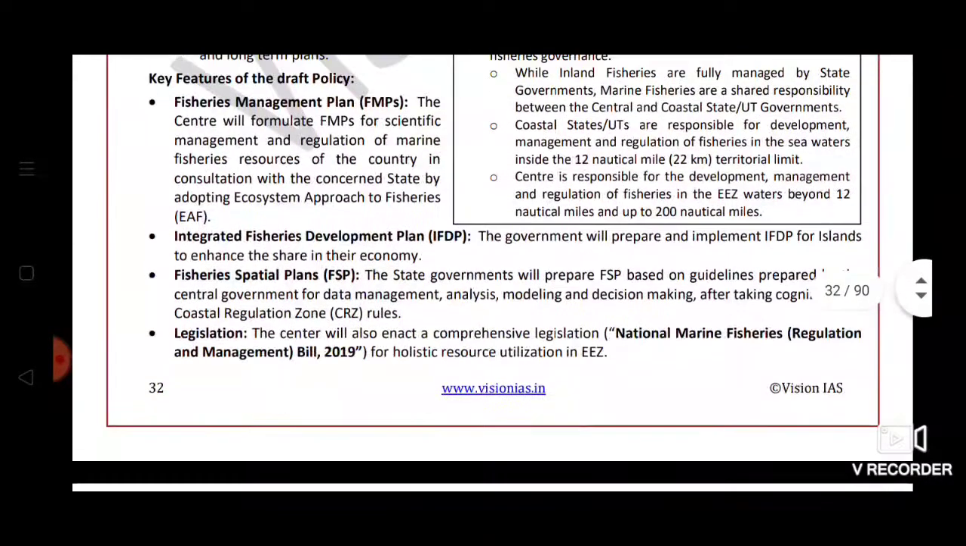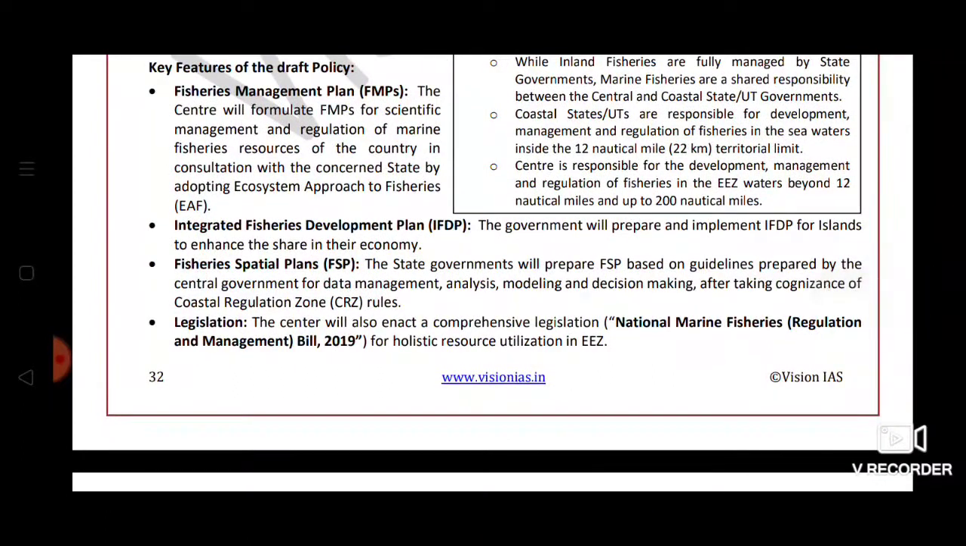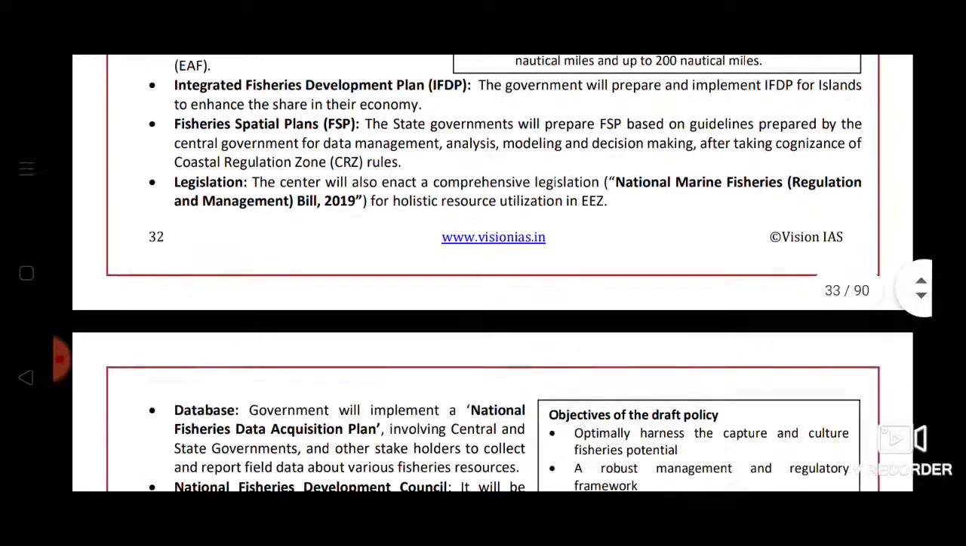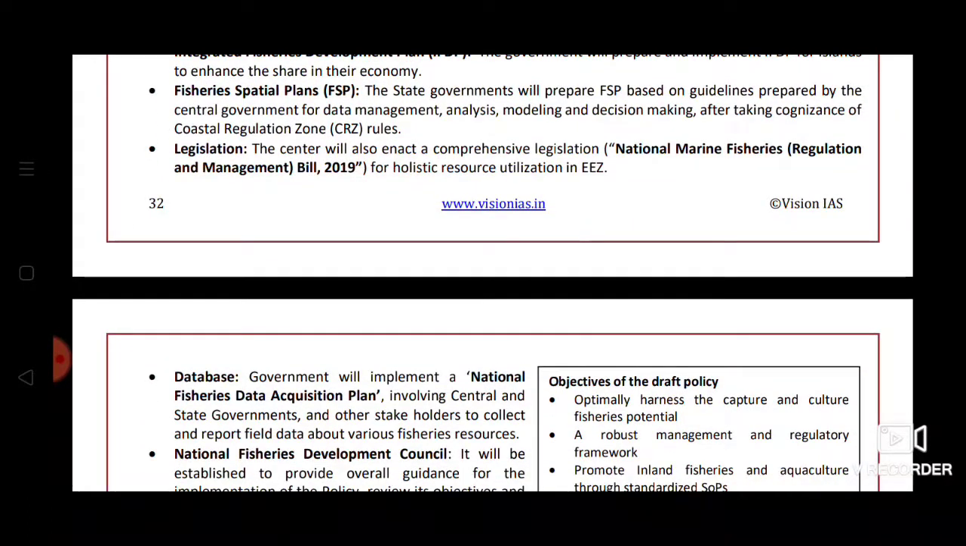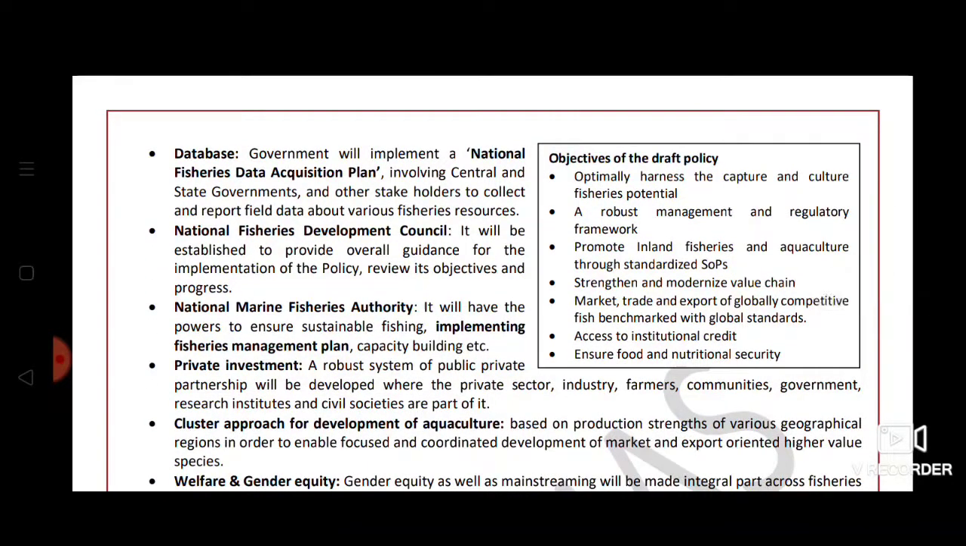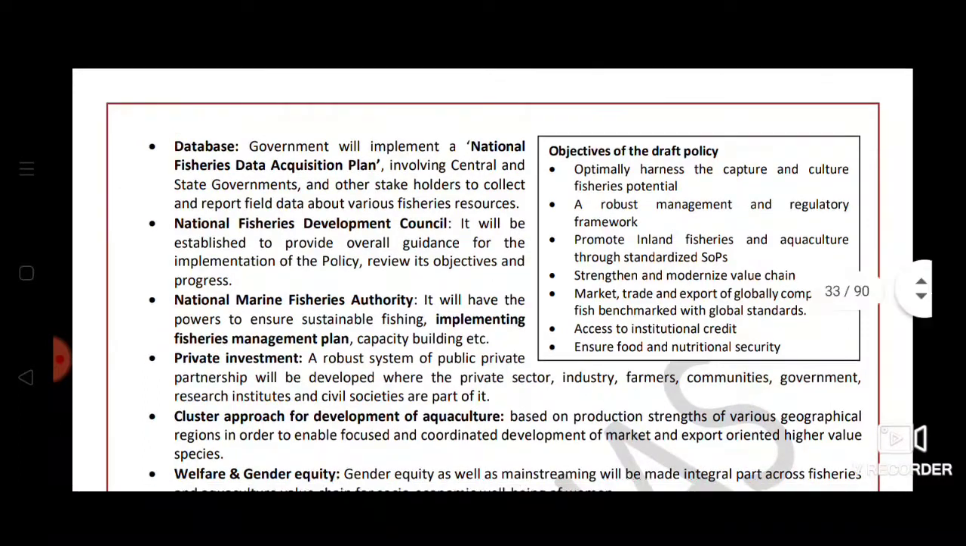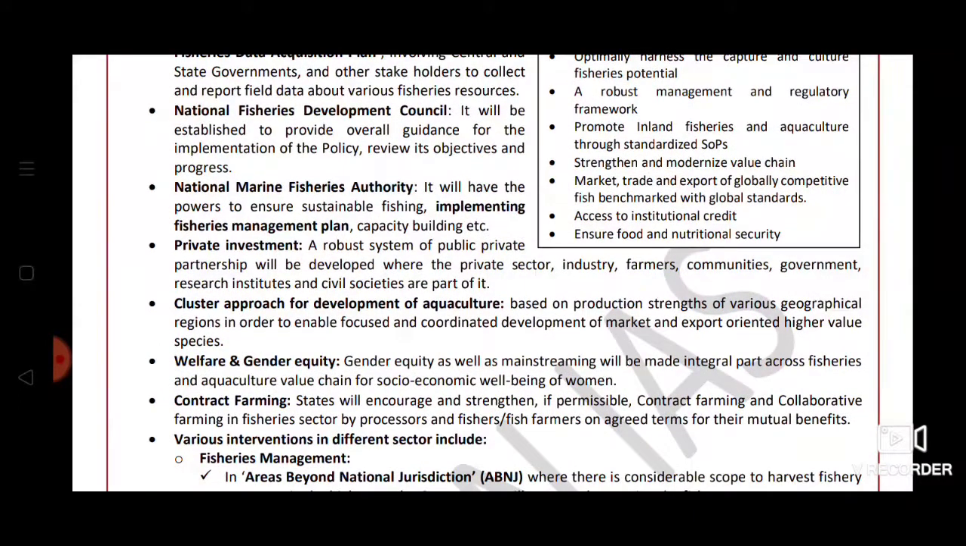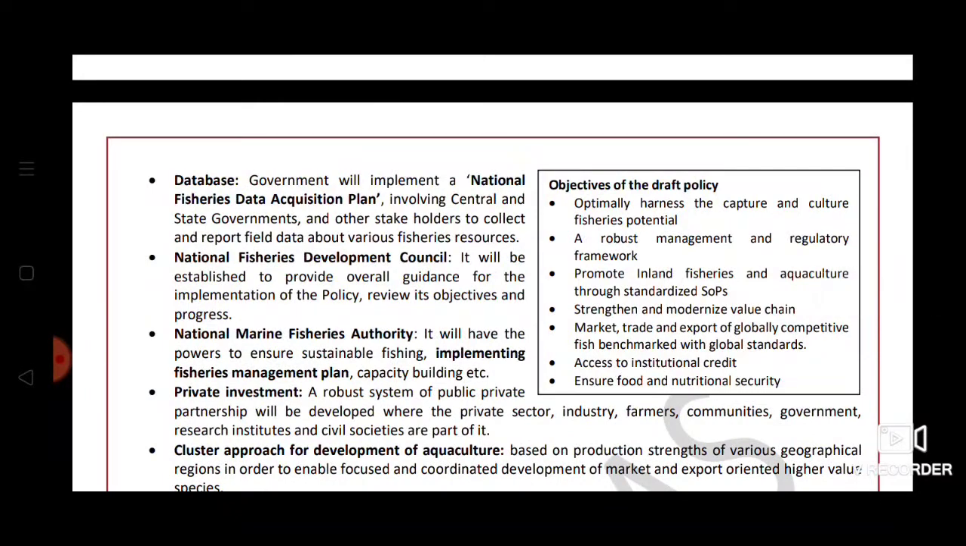So let's see what is there in the plan again. As I told you, the first 3 are the plans: fisheries management plan, integrated fisheries development plan, fisheries spatial plan. Then we have one legislation, that is an act, the National Marine Fisheries Regulation and Management Bill. Database. After that, the council and authority, that is the National Fisheries Development Council and the National Marine Fisheries Authority. And as you know, finance is needed: private investment, cluster approach, welfare and gender equity, contract farming. So all this is part of the National Fisheries Policy which the center has planned.